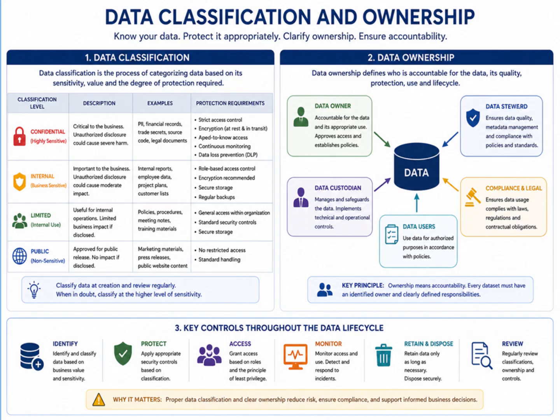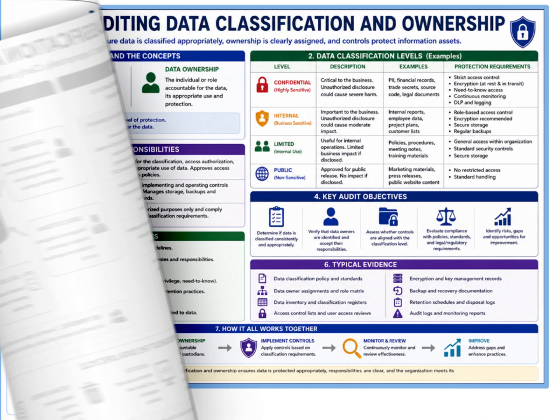The bottom section highlights key controls throughout the data lifecycle. Organizations must identify and classify data, apply appropriate protections, control access using least privilege, monitor usage and incidents, retain information only as long as necessary, dispose of it securely, and review classifications and ownership regularly.